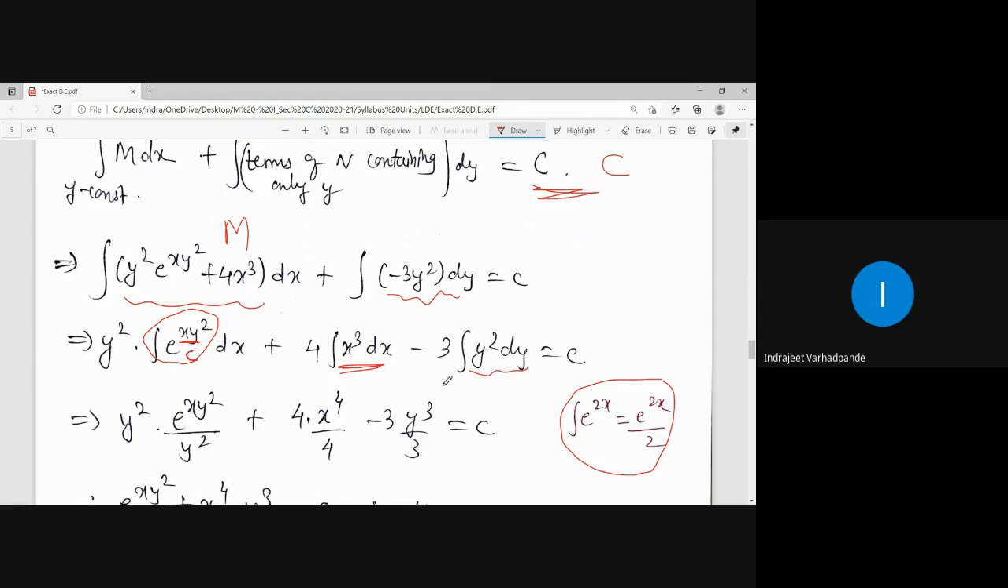So it is compared with e to the power 2x. The integration of e to the power 2x is e to the power 2x upon 2. So y square is constant, so I divide by y square. Is it clear? Why is it divided by y square? Just because y square is constant. This is constant, so we integrate appropriately.